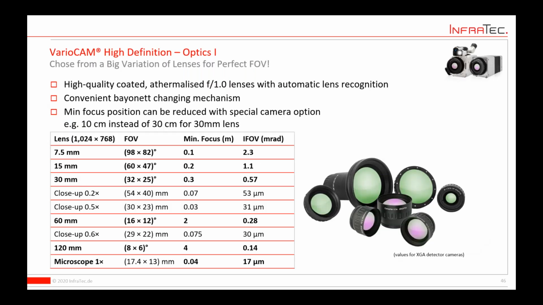The variety of lenses is also quite high. This is just an overview, reaching from a wide-angle lens over standard lenses and close-up lenses to telephoto lenses. Of course, these are interchangeable. So these cameras are flexible for higher demands in microperimeters, and you can equip different lenses to modify the field of view a little bit for different applications.